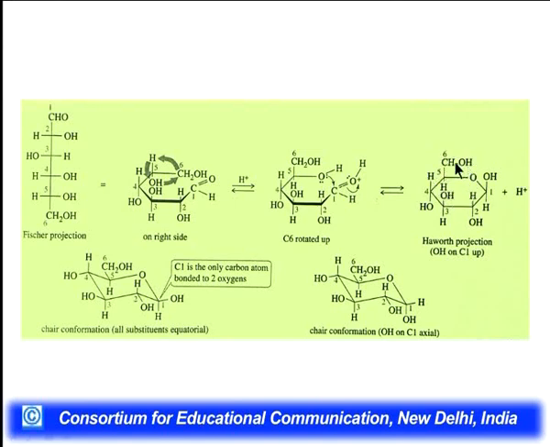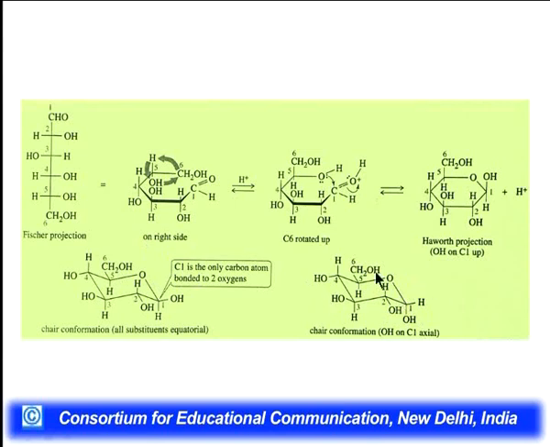So now when we talk of a Haworth projection, this C1, the carbonyl carbon here, which is the first carbon in this structure, has now become asymmetric, and here we can have two possible configurations. That is, the OH can be on the top. Then we say this is the beta isomer or the beta anomer, and if OH is at the bottom, then the isomer is the alpha anomer.